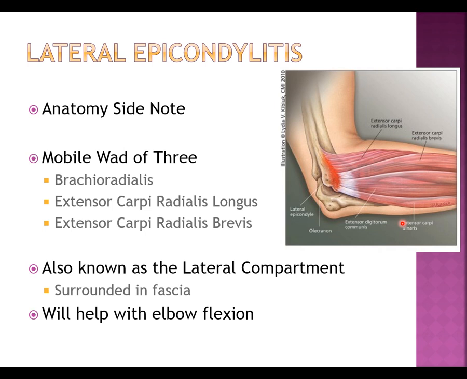So just like in the lower leg, in the forearm we have all these different muscles, but then different muscles are actually kind of grouped together, and they're surrounded in their own compartment, and they have their own fascia surrounding them.